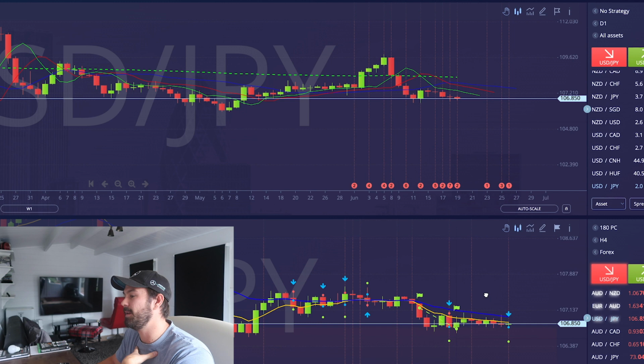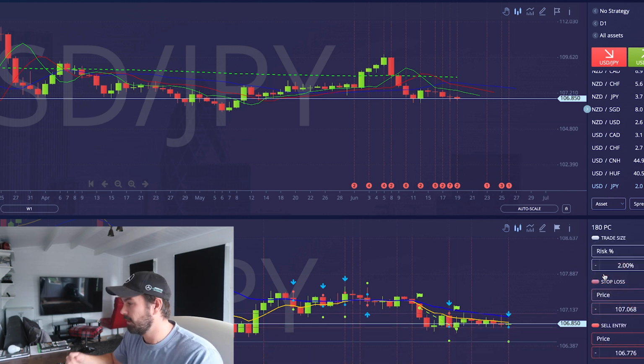So I would be happy then to place a short trade on this currency pair, the US dollar yen. I mean, everything is lining up.